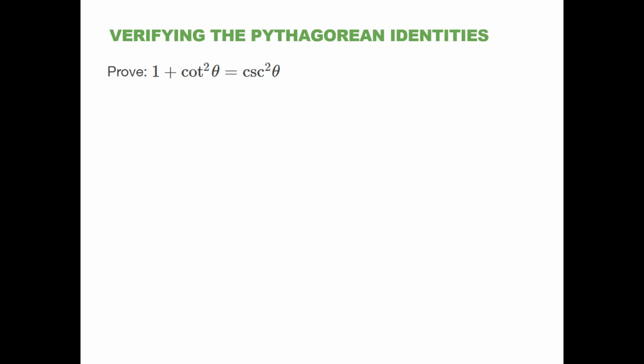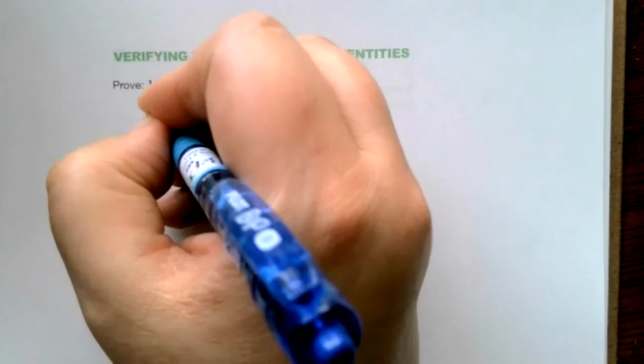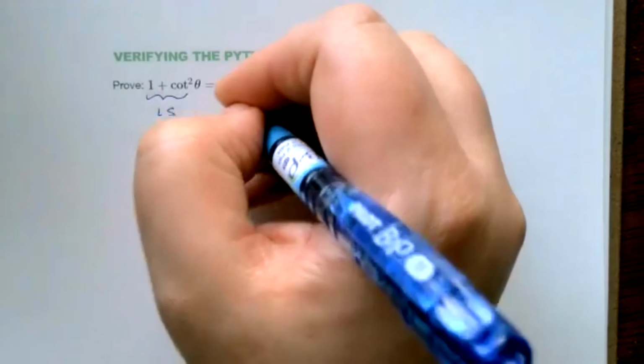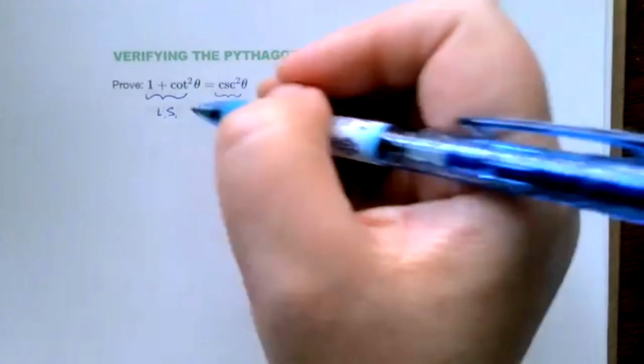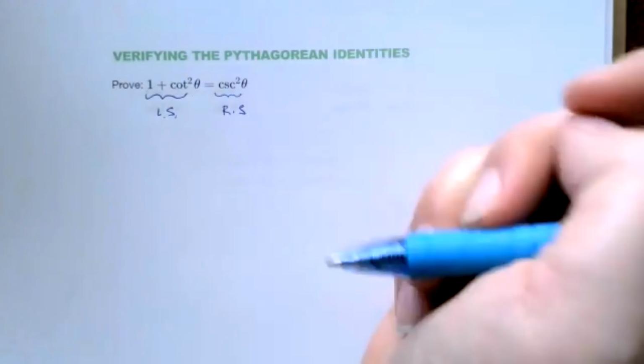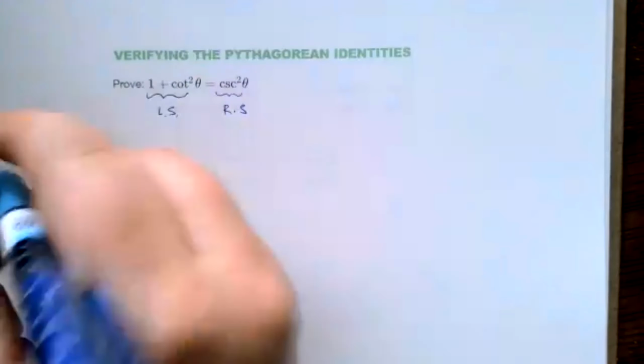And so the first example that we're going to look at is proof that 1 plus cotangent squared theta equals cosecant squared of theta. So let's dive into it. By looking at this expression, we're going to identify this is our left side of the expression, and this is our right side. And the left side looks more complicated than the right side. So we're gonna start with the left side.